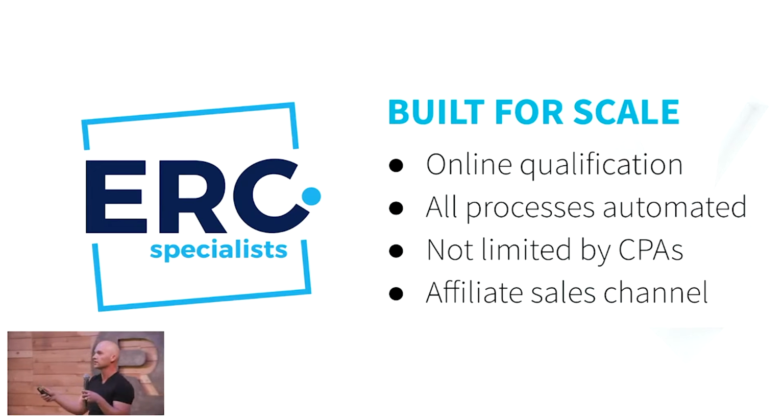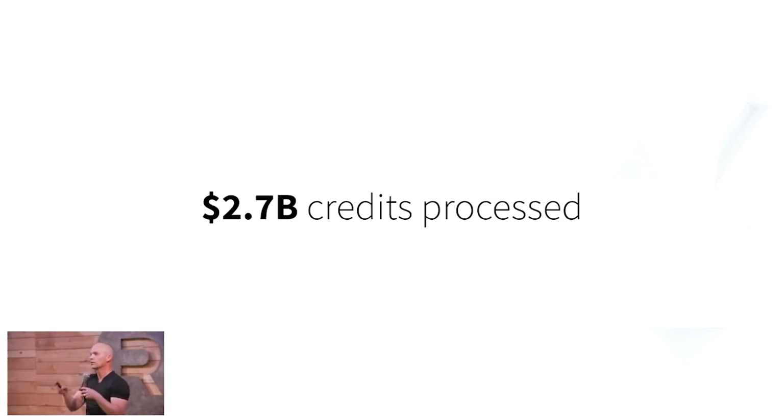Automated all the processes. They had an affiliate sales channel so they could scale that. And I'm going to skip to this. As a result of that, they've been able to process, and this number's old, so it's probably more than that now, $2.7 billion in credits. So that's a ton of money.